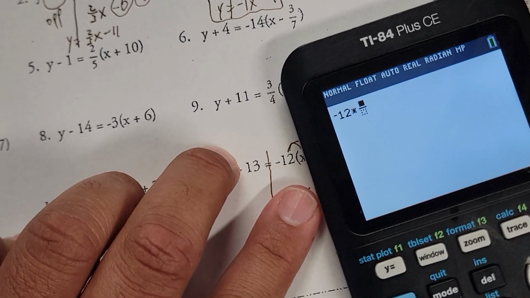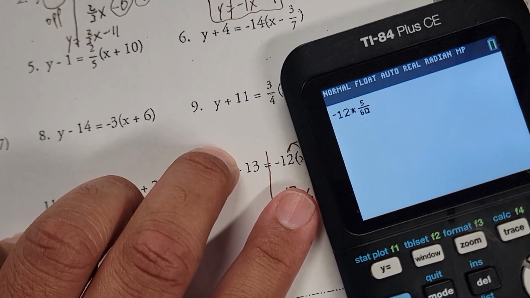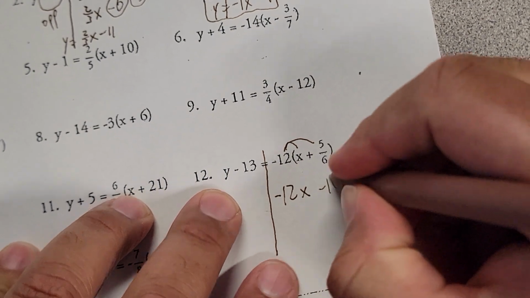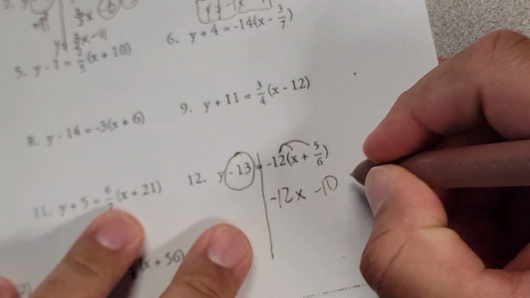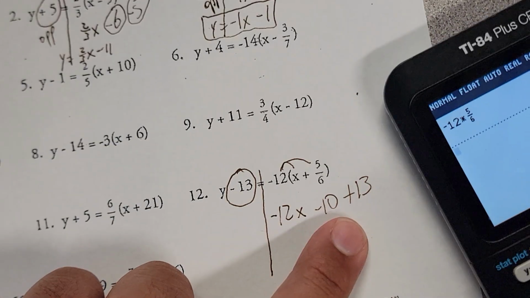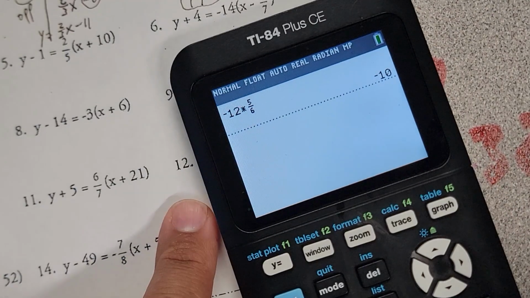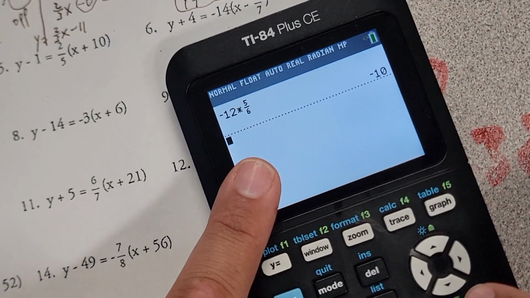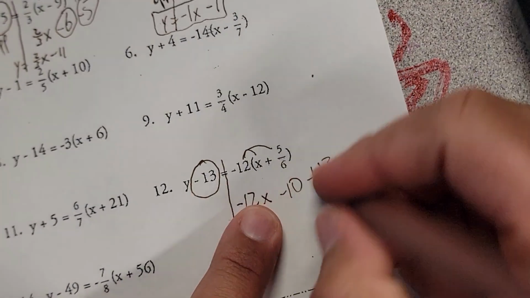I have 5/6. So my answer is negative 10. And some people said, Mr. S, if I have the negative 10 and if I'm going to go plus 13, can I just put plus positive 13 like this? I mean, you can. I think that's confusing. I like to just, it's like a new problem.